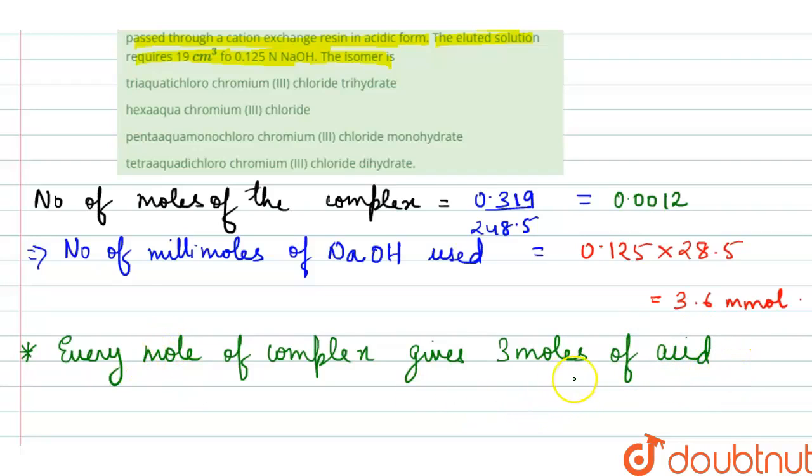So from this we get that there are 3 chloride ions which are ionizable. 3 ionizable chloride ions.